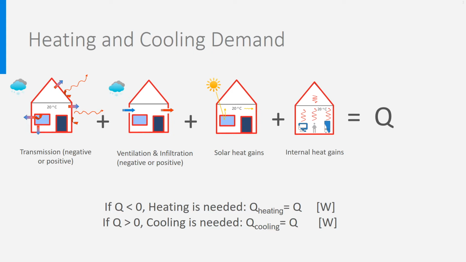By making such a balance for every hour of a year, you can determine how much heat or cold is needed at any time. The unit for these quantities of heat and cold is watt. This, however, doesn't tell us how to bring the needed heat and cold into the rooms of the building.